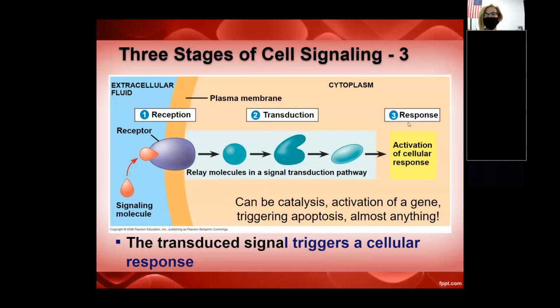So then the third is the response, whatever the cell needs to do. It might be catalysis, digestion, breakdown, right? It might be activation of a gene triggering apoptosis, programmed cell death, especially in cancer cells. It could be almost anything. So catalysis, breaking down molecules like glucagon, that is the hormone. Glycogen, breaking down glycogen into the individual glucose molecules would be an example of catalysis.